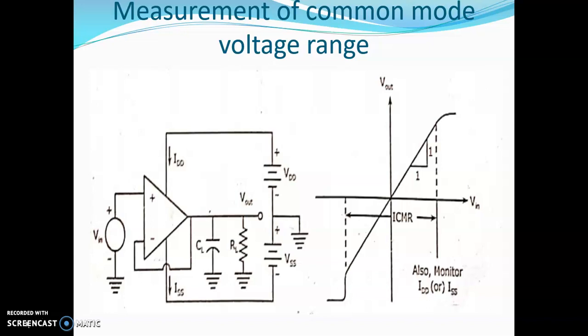Here we are going to measure the common mode voltage range for both cases, open loop mode and closed loop mode. So we can measure the input and output common mode voltage ranges for both open loop and closed loop modes. In the figure you can see how we are going to measure it, and you can see the transfer function also.